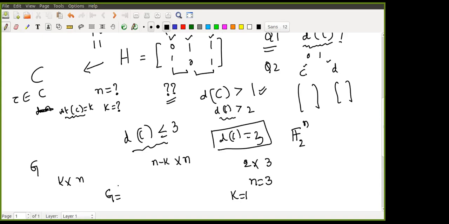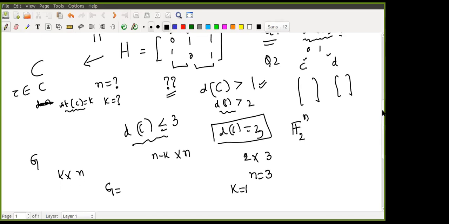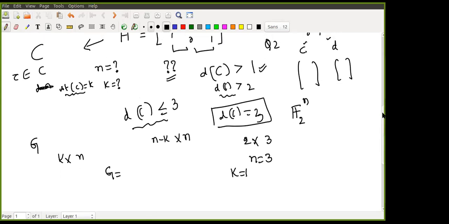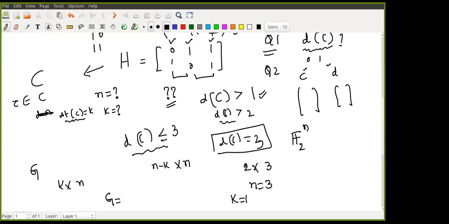What is the relation between H and G? All the rows are perpendicular to... I don't know what is happening. Why are you not telling? The parity check matrix is actually the generator matrix for the dual code, right?